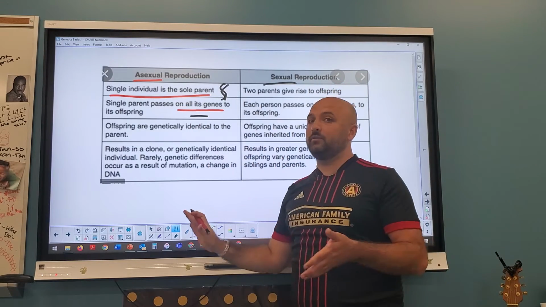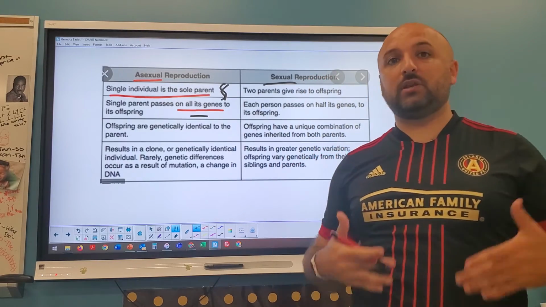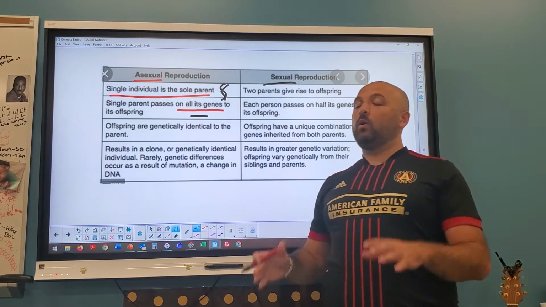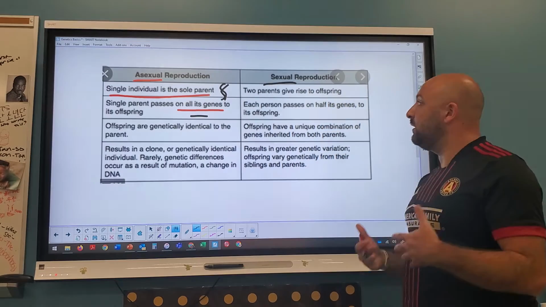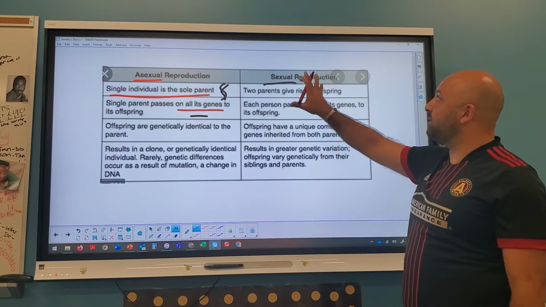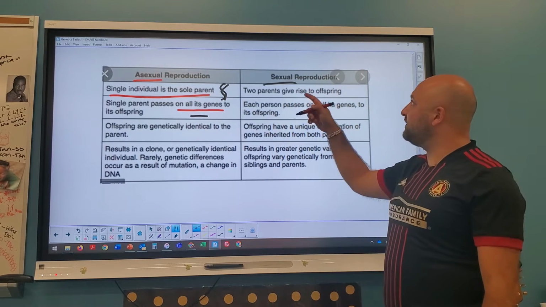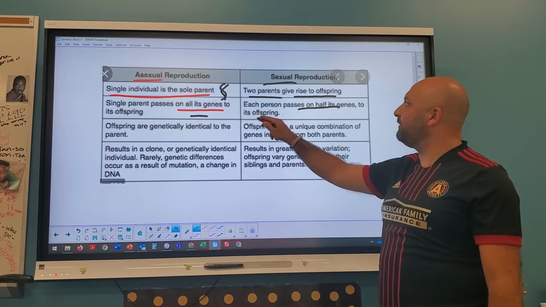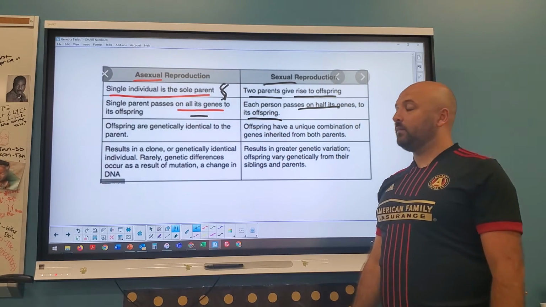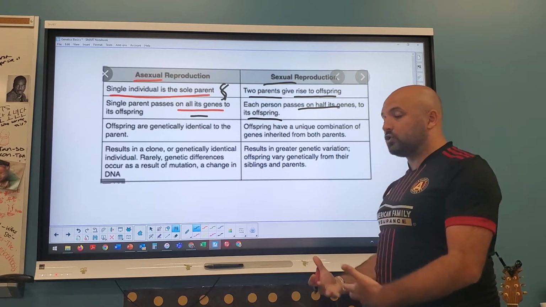That means there are no differences between the offspring and the parent, which means there's very little chance for evolution and adaptation. Okay? What makes animals special, and most organisms, is the ability to do sexual reproduction. And this has a lot of benefits. In this situation, 2 parents give rise to offspring, and each one passes on half of its genes to the offspring. And by sharing their DNA and genes, their children are a mixture, right?